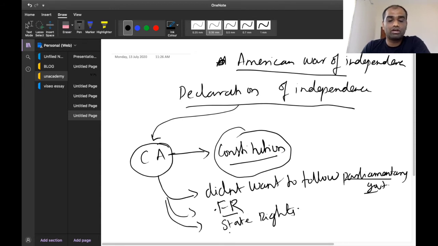Now, if the USA implemented a parliamentary form of government, Parliament is still very powerful. If Parliament is very powerful, what can it do? It can still take away the fundamental rights. It can also take away the powers of the states as well.